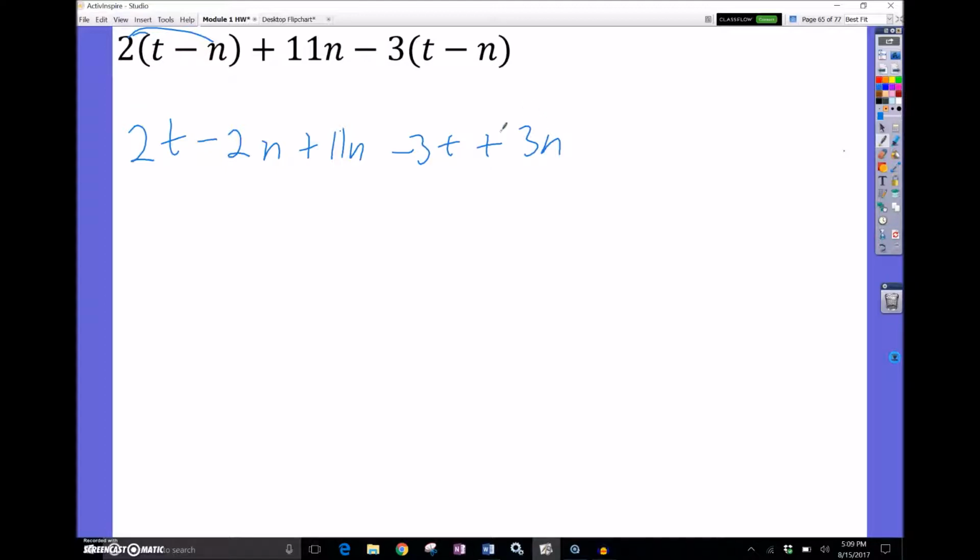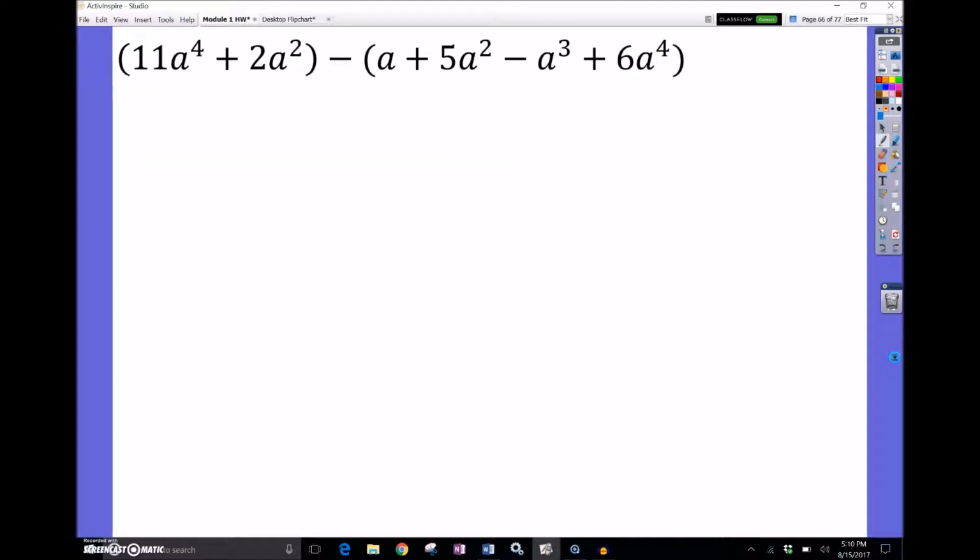So now I'm going to look at just my n's. I have -2n, positive 11n, positive 3n. When I combine all of those, I'm going to have 12n. Now I'm going to go ahead and look at my t's. I got negative 3t and positive 2t. So when I combine those, that will give me negative t. So your final answer would just be 12n minus t.